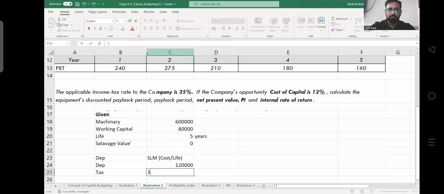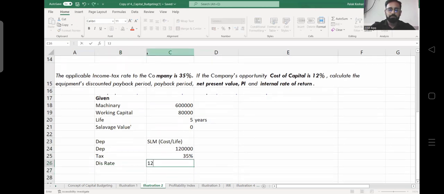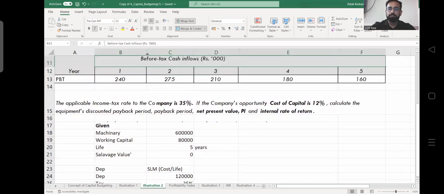Tax rate is 30% in the question, right? And discounting rate is given. How much is the discount rate? It is 12%. Right? Discounting rate is 12%. Is it clear? This data is given in the question, right?